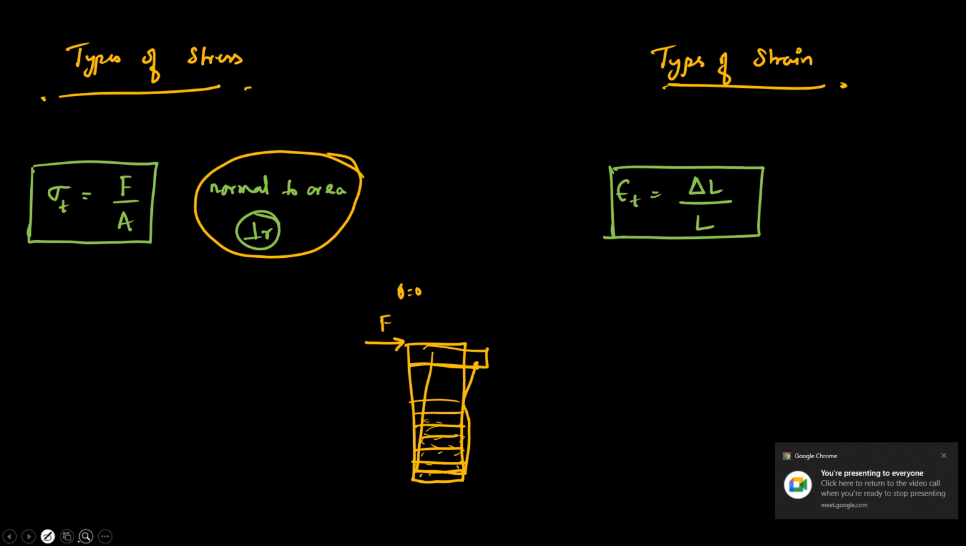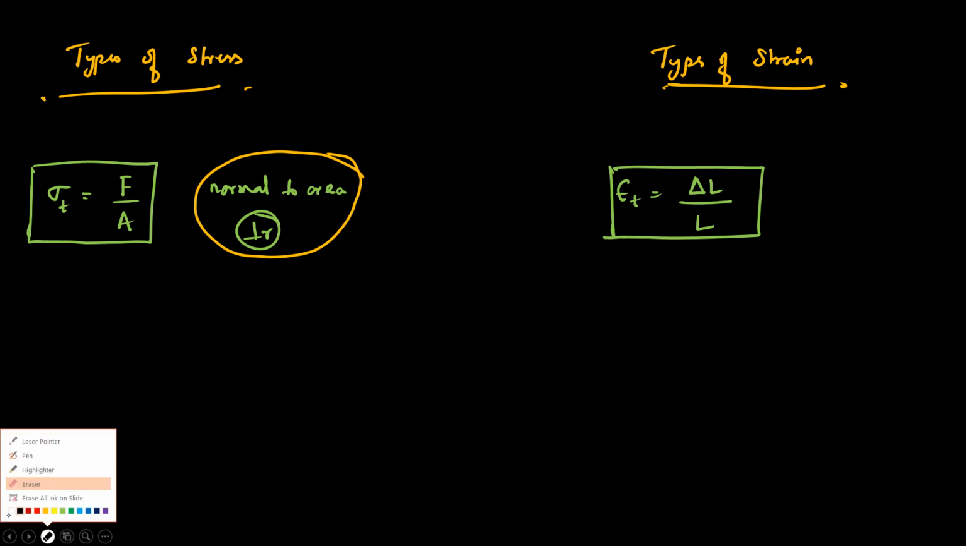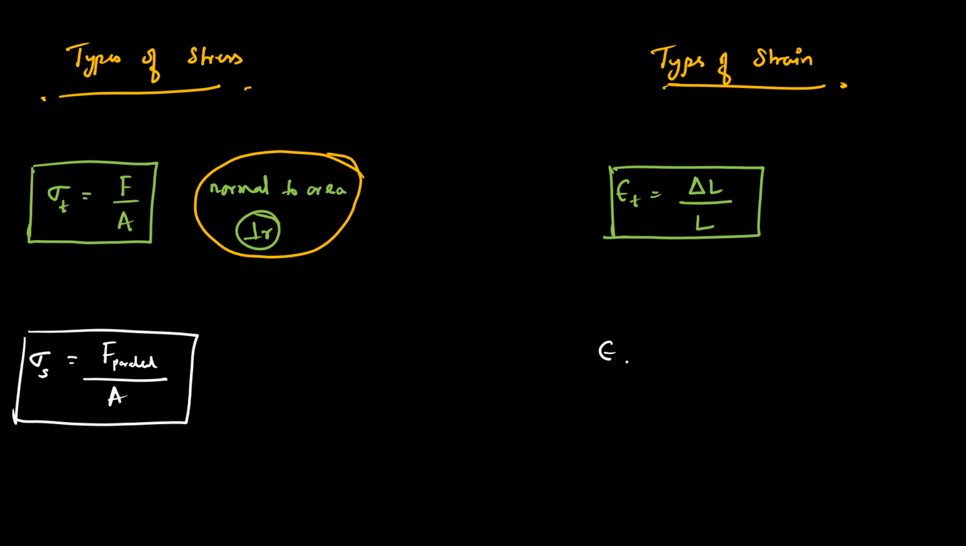Okay, so let me erase this one and straight away I will write down the formula. The only difference is that I will write down sigma, and that is your shear, so S. So this is going to be your force that is parallel, divided by the area. The area is going to remain the same, right? And here it is going to be epsilon, and it is going to be S, right?